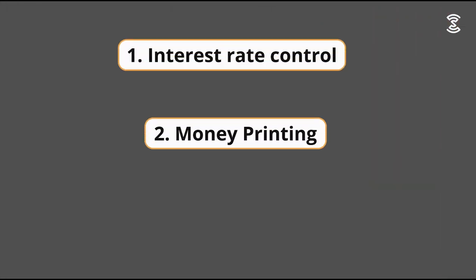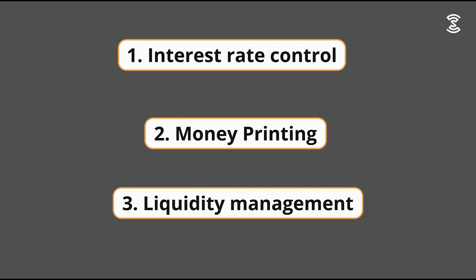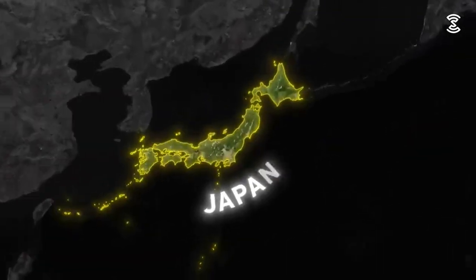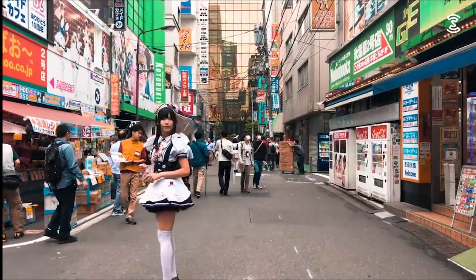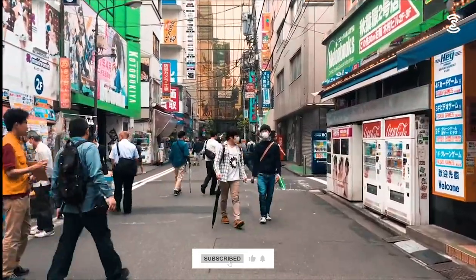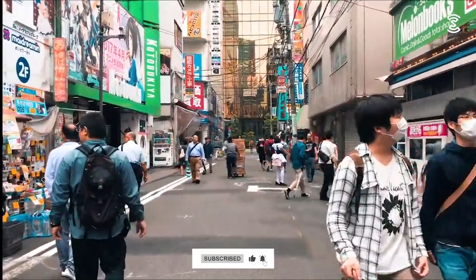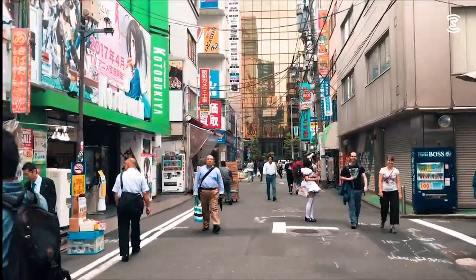Another key tool is monetary policy, implemented by central banks. These policies involve controlling interest rates, printing money, and managing market liquidity. Japan, for example, has kept interest rates very low for years to stimulate investment and economic growth, making it cheaper for businesses and individuals to borrow money and invest.